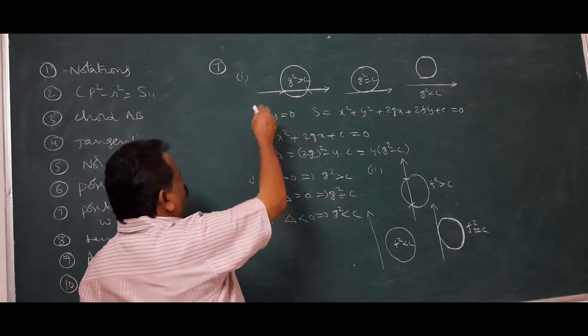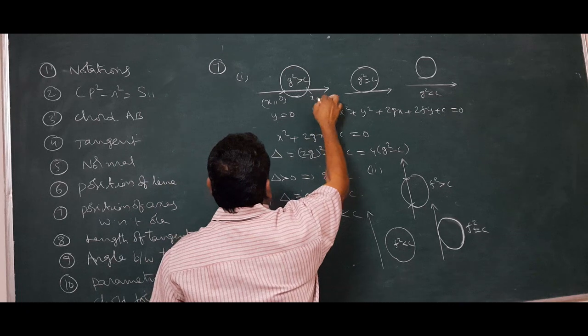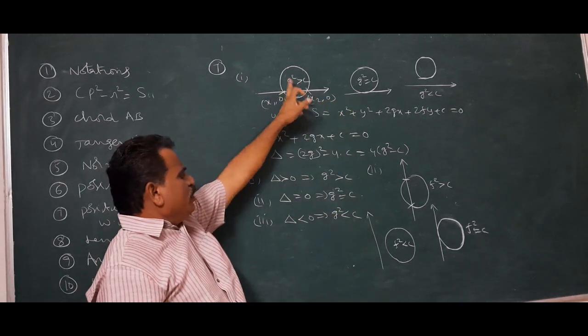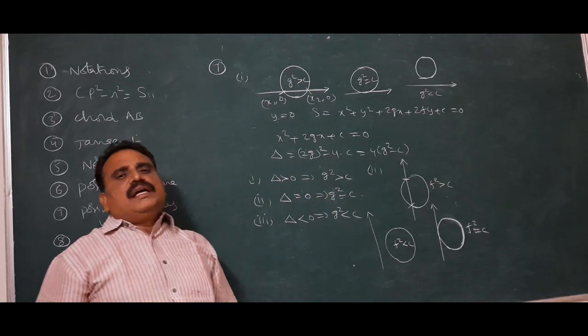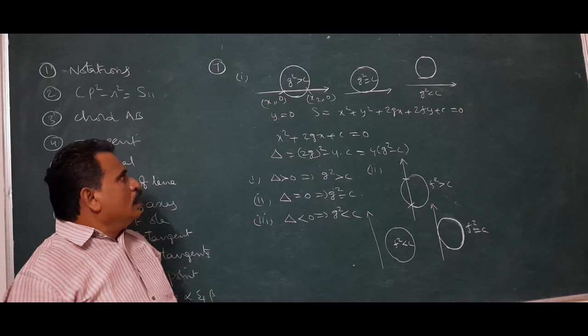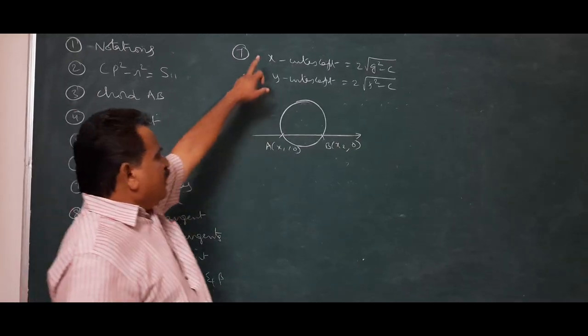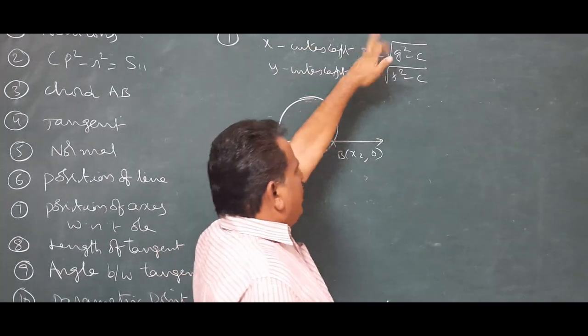The points are x1 comma 0 and x2 comma 0. The distance between these two points, the x-intercept, is mod x1 minus x2. The x-intercept is 2 root g square minus c. The y-intercept is 2 root f square minus c.